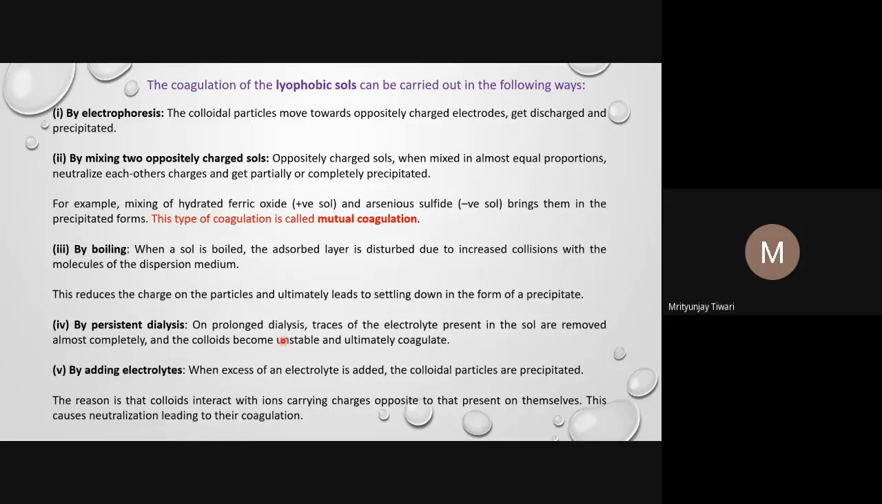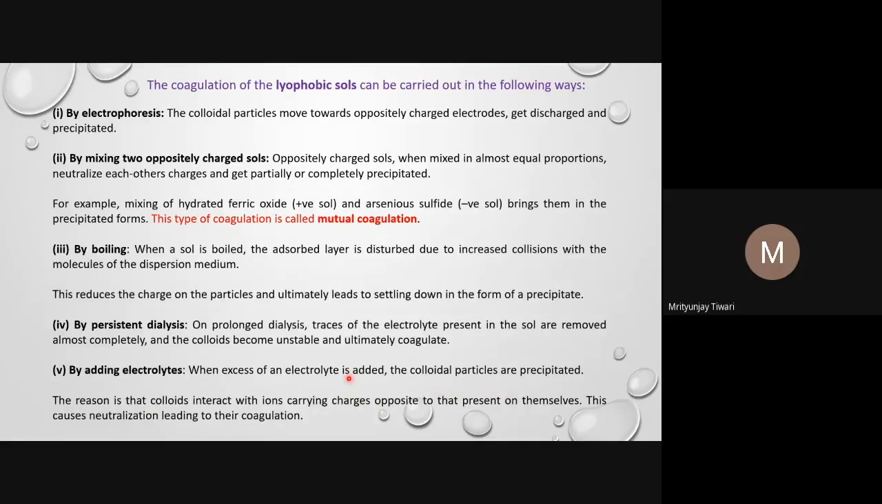We can also coagulate lyophobic sols by adding electrolytes. An excess of electrolytes also leads to coagulation of the sol. When an excess of electrolyte is added, as we have already seen, it destroys the diffuse layer, and so precipitation of the colloidal particles happens. So when excess of electrolyte is added, the colloidal particles are precipitated.